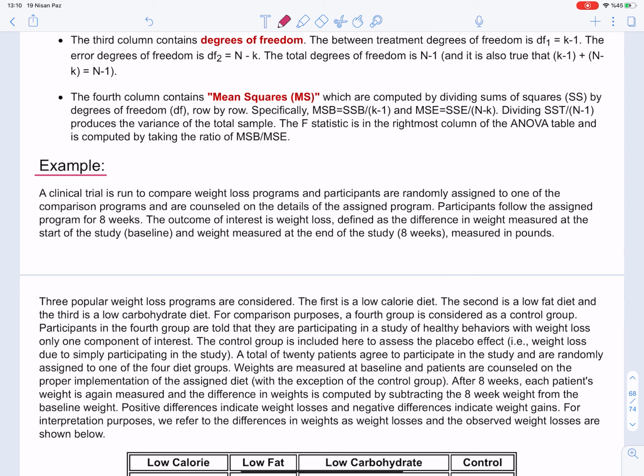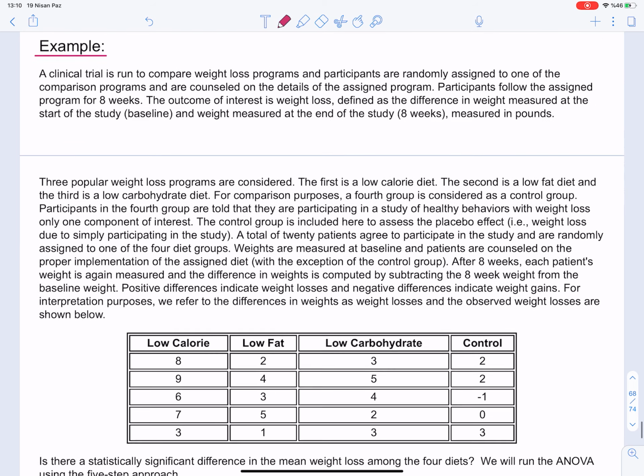A clinical trial is run to compare weight loss programs, and participants are randomly assigned to one of the comparison programs and are counseled on the details of the assigned program. Participants follow the assigned program for 8 weeks. The outcome of interest is weight loss, defined as the difference in weight measured at the start of the study, baseline, and weight measured at the end of the study, 8 weeks, measured in pounds.